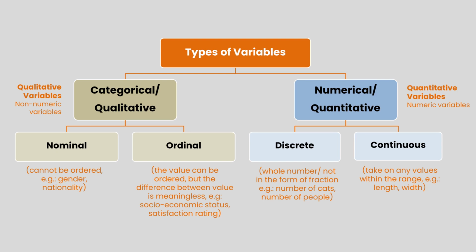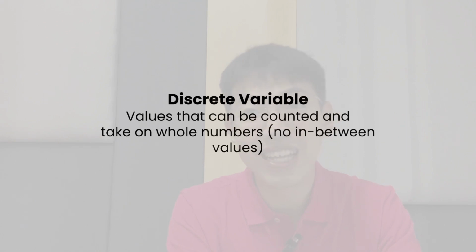Discrete variables represent values that can be counted and take on whole numbers. It's like stepping from one number to the next without any in-between values. For example, let's say we are counting the number of students who scored A in the class. It could be 0 students, 1 student, 2 students, 3 students, but you cannot have 2.5 students, 2.3 students. It has to be a whole number. That is a discrete variable.